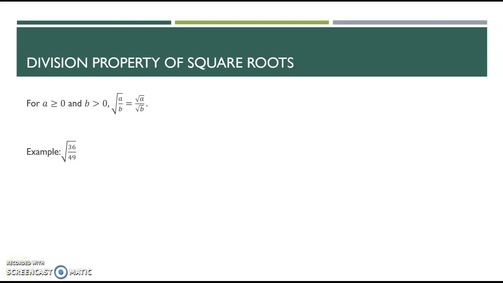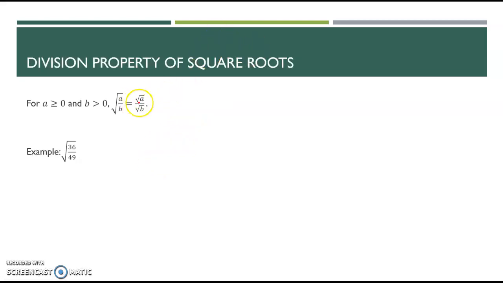All right, so in the last video, we talked about the multiplication property of square roots. So now we're going to talk about the division property of square roots. Remember that fractions are a way of showing division.